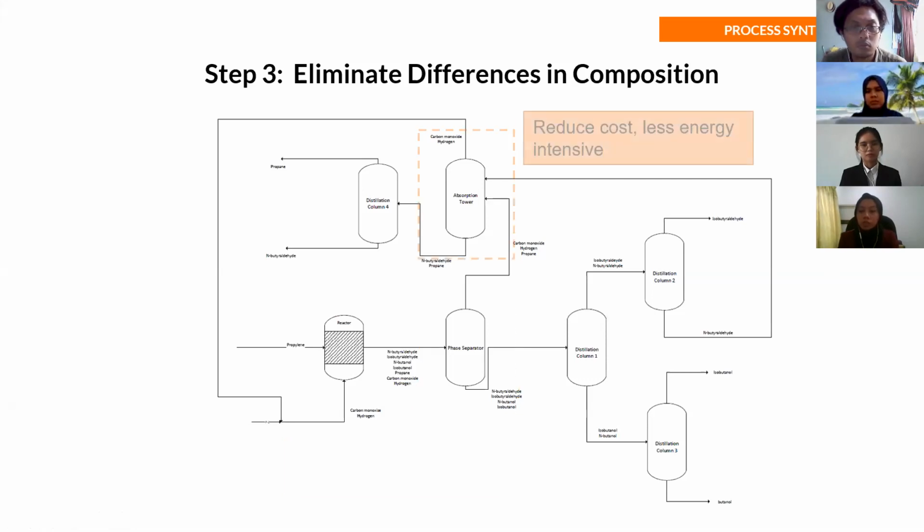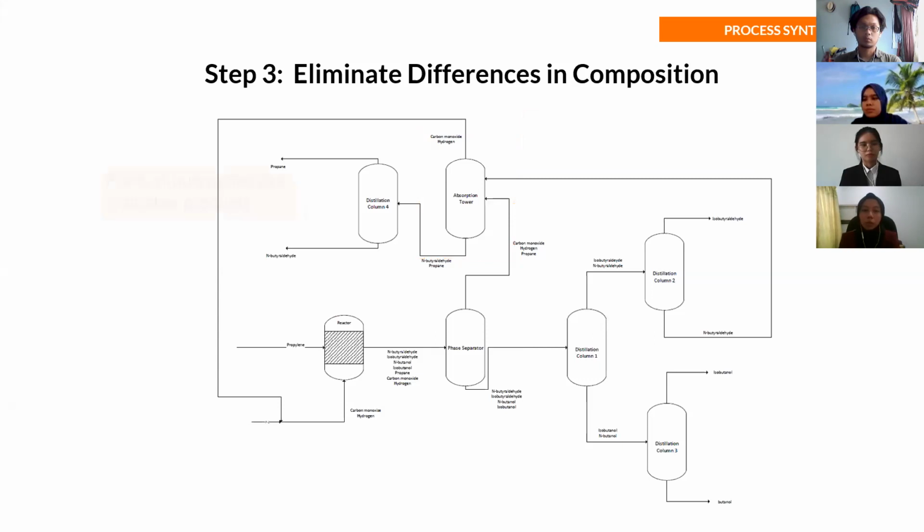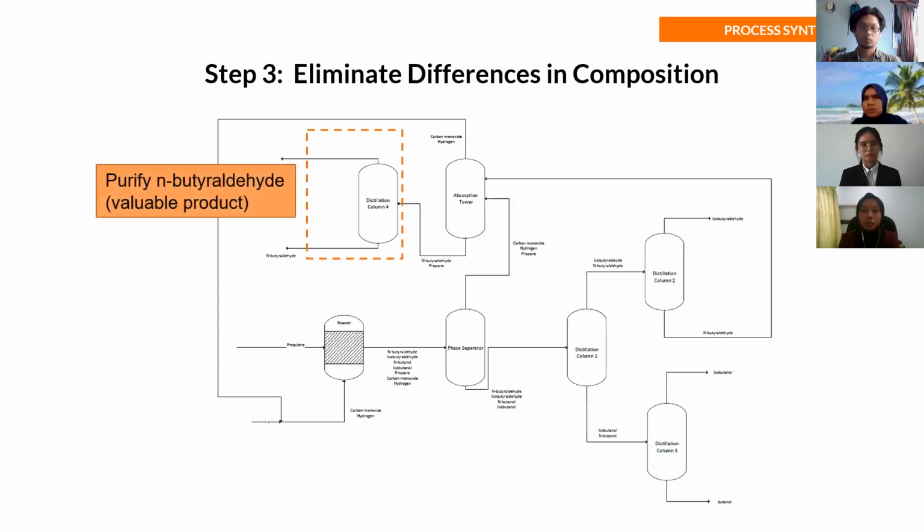The next separation unit is the absorption tower. The usage of an absorption tower instead of a distillation column is because the absorption tower uses less energy and will reduce cost. Plus, the solvent or absorber used for this absorption process is one of our products, which is N-butanal, so we don't have to buy a new component. If an ordinary distillation column is used, we have to use high pressure or very low temperature. After the absorption tower, we place a distillation column to separate N-butanal and propane. It is because N-butanal is a valuable and very expensive product, and the propane can be used as heating fuel for the boiler.